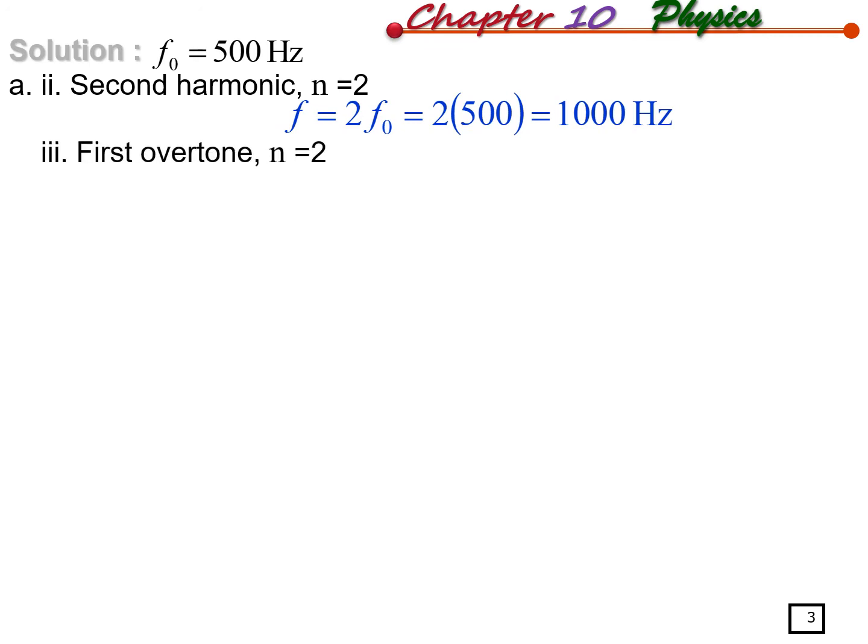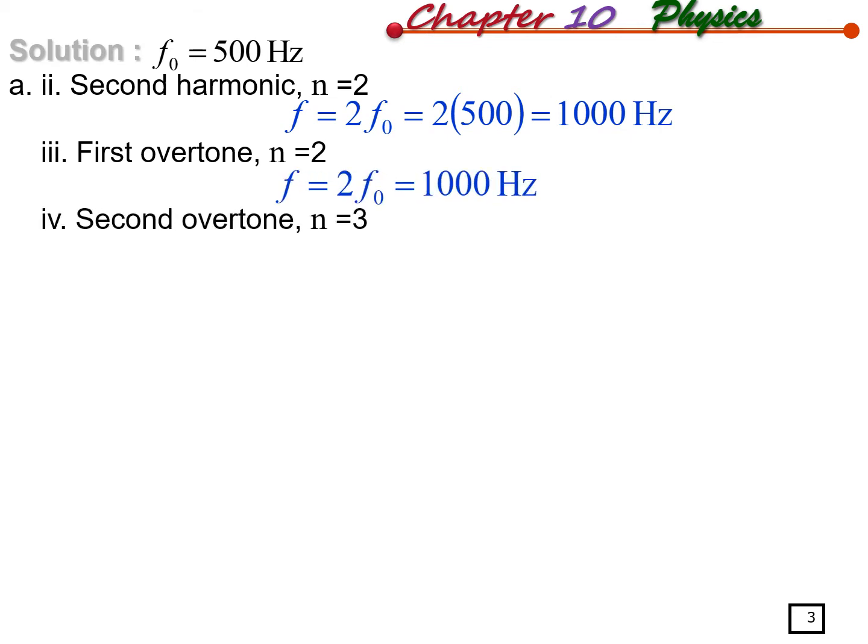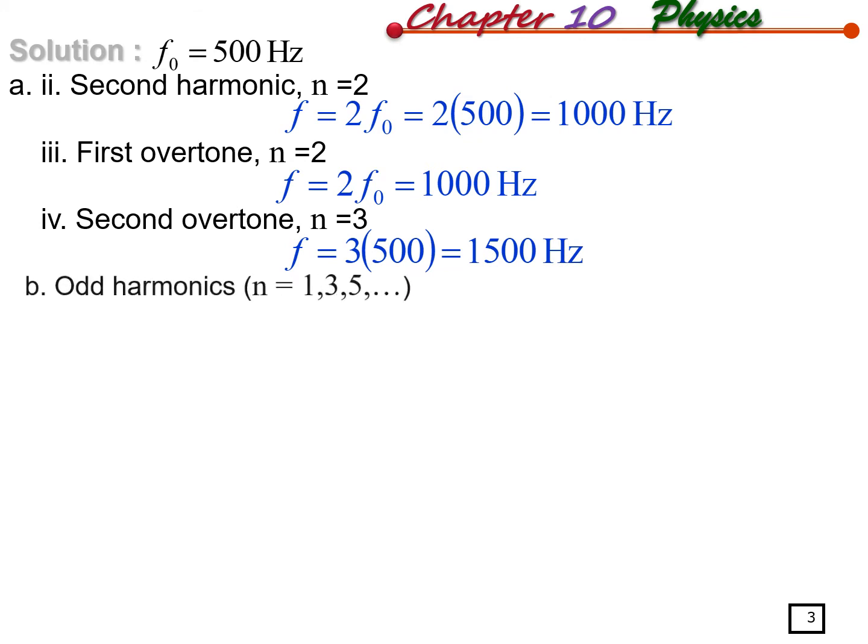And then for the first overtone, n will be equivalent to 2. We have the fundamental frequency, and after the fundamental frequency we will have the first overtone. So n will be equivalent to 2, and we will end up with 1000. Then for the second overtone, n will be equivalent to 3, which will end up with 1500.